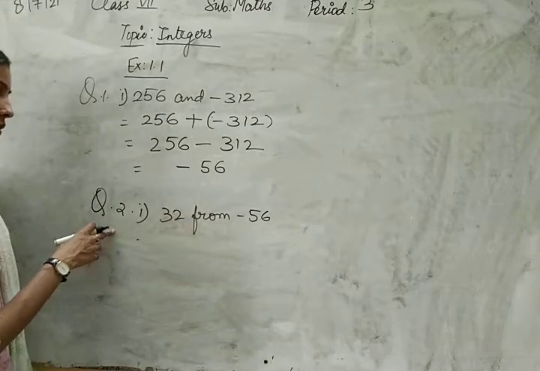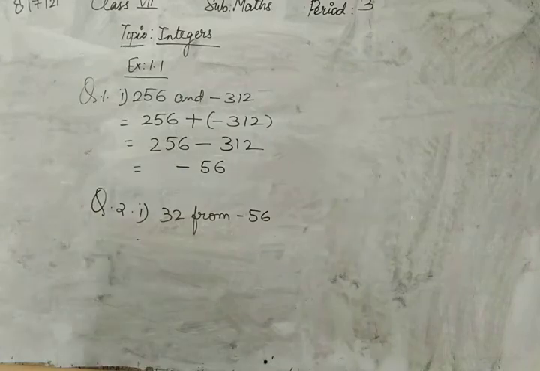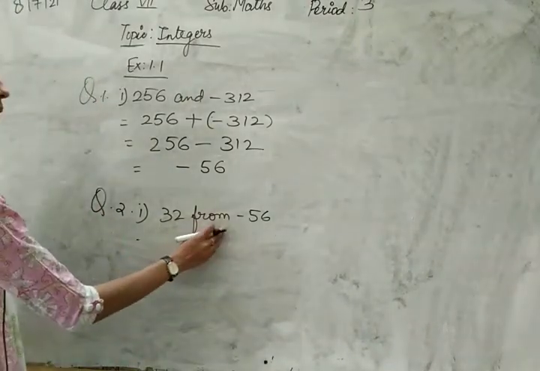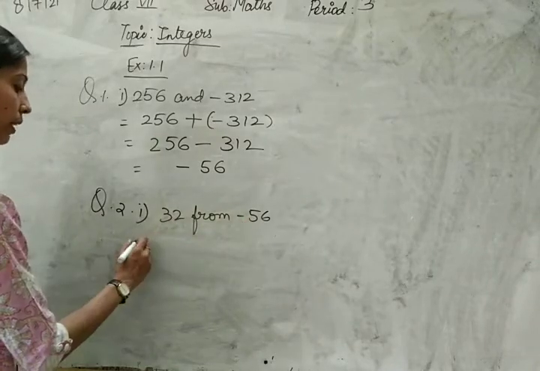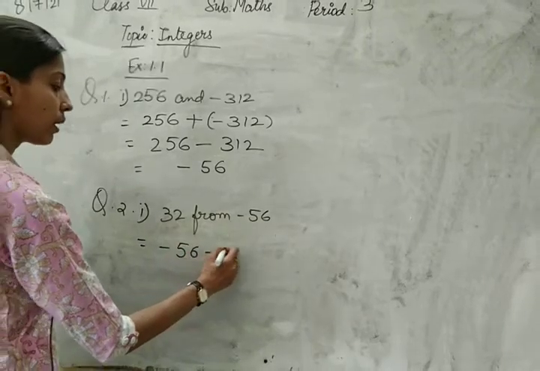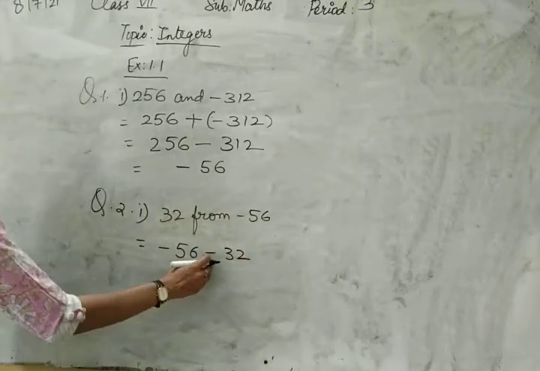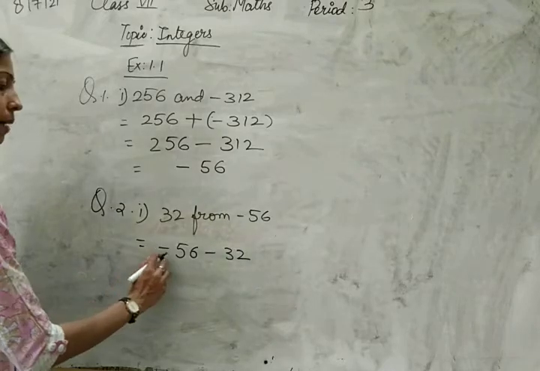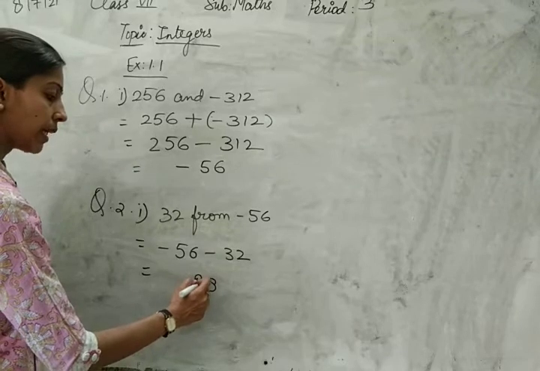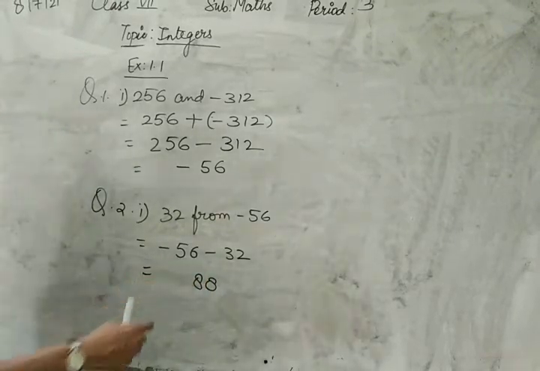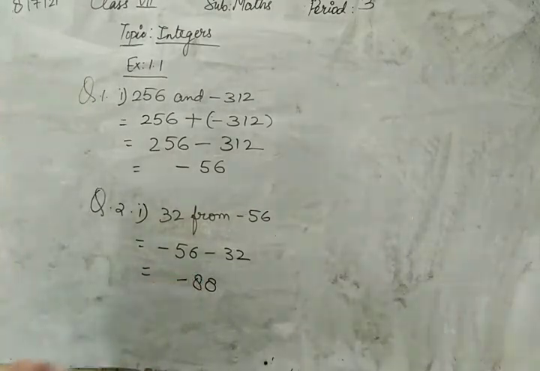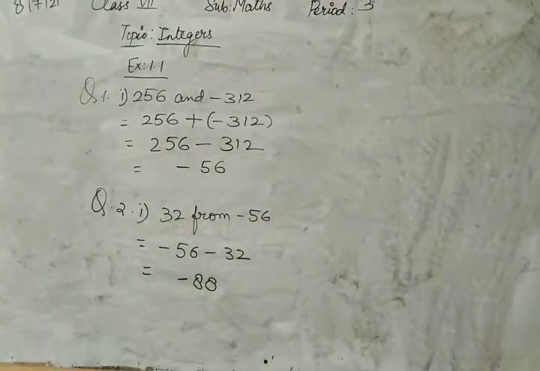In the second question we have to subtract 32 from minus 56. The number which comes after "from" will be written first. Minus 56 will be written first. Then we have to subtract 32 from minus 56, so write minus 32 after that. Minus minus will become plus. We have to add them. Answer will be 88. As I said before, 56 there is minus sign. We have to put minus sign here because we have to put the sign of the bigger number.